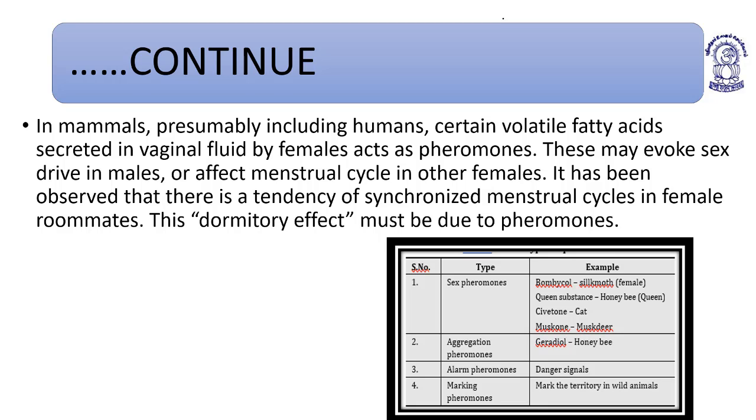The sex pheromones include bombykol in the female silk moth, and those of the musk deer. Queen substance is created by the honeybee queen, and civetone by the civet cat. Aggregation pheromones: geraniol, in the honeybee. Alarm pheromones: danger signals. Marking pheromones: making the territory stronger.